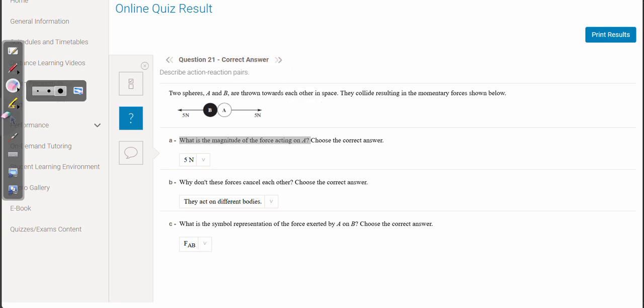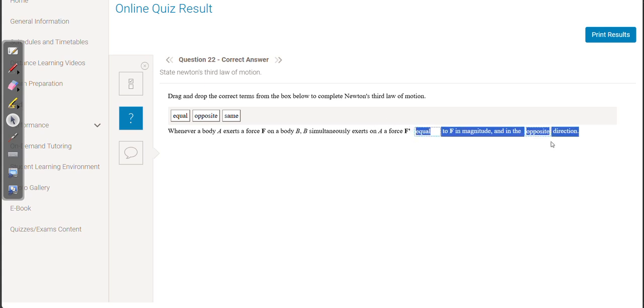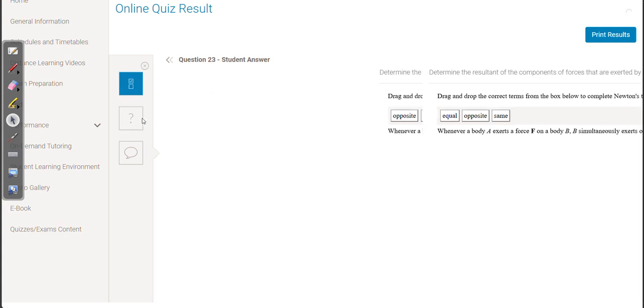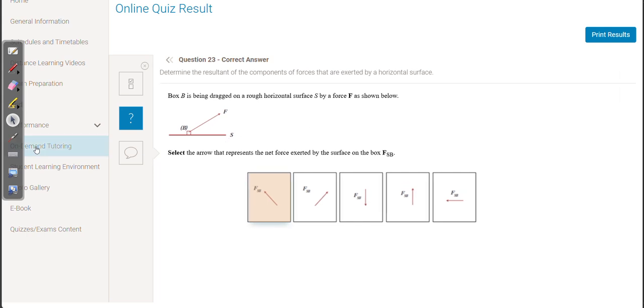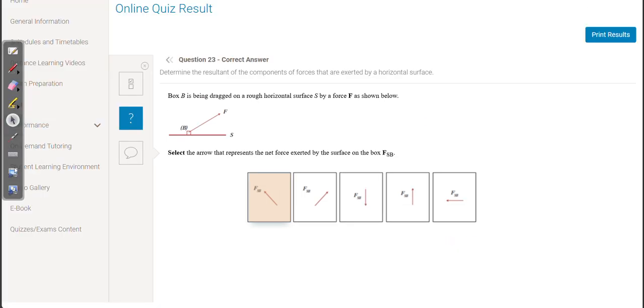Next question. This is Newton's third law of motion, also memorization. Whenever a body A exerts a force F on body B, B will exert a force on A, equal in magnitude and in the opposite direction. You just need to know, memorize this. Okay, this question is a bit challenging. I'll explain it.